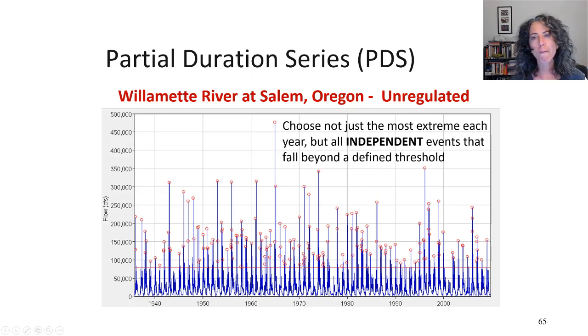Now, these values were pulled carefully such that if we zoomed in on any of these years that has multiple peaks, we'll see that they are a certain time duration apart, and that flow does recede down to a base level before going up again, right, to be able to call them independent events. But as you can see, we have a whole lot more events than we did with annual maximums. There's many years that have several.